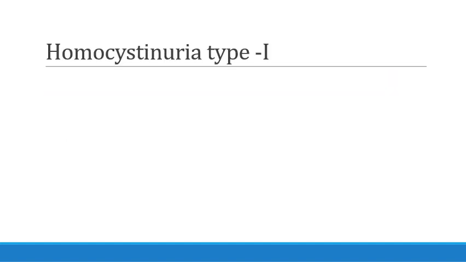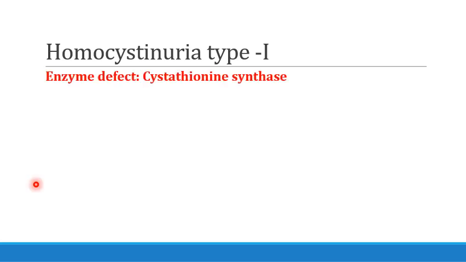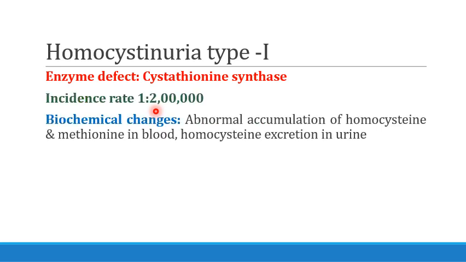The inborn errors associated with sulfur-containing amino acid metabolism include Homocystinuria type I. It is due to a defect in the enzyme cystathionine synthase. The incidence rate is 1 in 2 lakh live births. The biochemical change in homocystinuria is abnormal accumulation of homocysteine and methionine in the blood, and this excess homocysteine is excreted in urine. And as we know, homocysteine is considered the cholesterol of the new era.